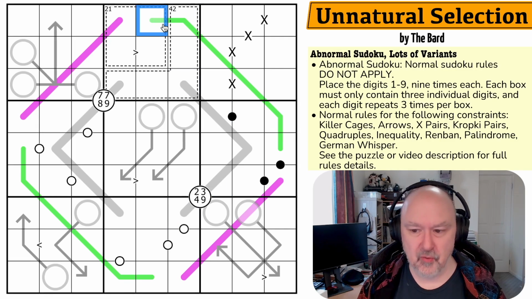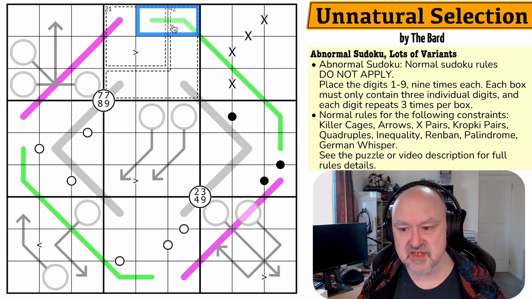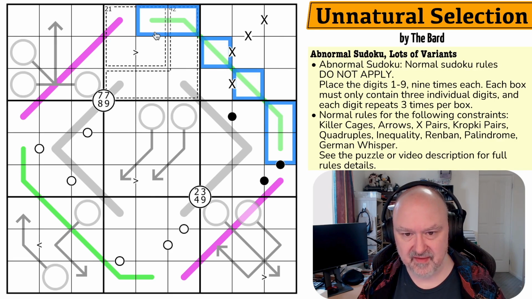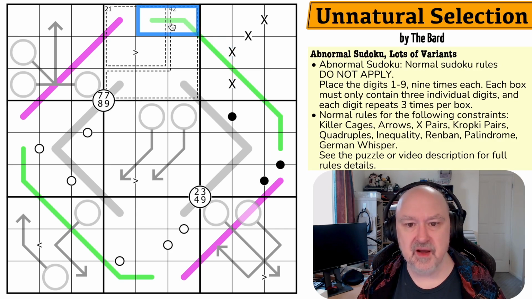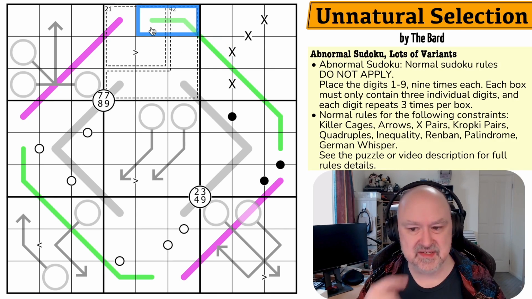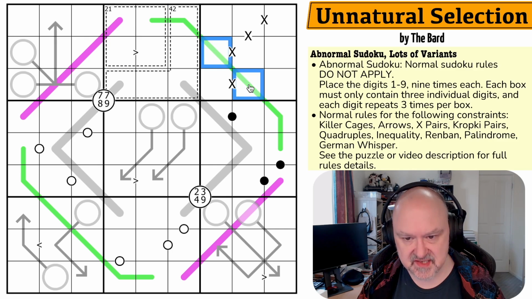Now, again, the wording, it's assuming you know what this is. Digits along the green line must differ by at least 5 is saying that all digits along the green line must differ by at least 5. I don't like the wording on these rules. I'm assuming it's standard German Whispers again, the same as it's standard Renban, but adjacent digits on a green line must have a difference of at least 5. So these two digits must have at least a 5 difference. And then these two, and these two. Okay, they're the rules of the puzzle as I understand them.